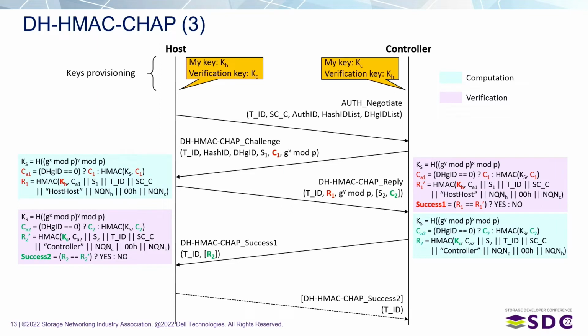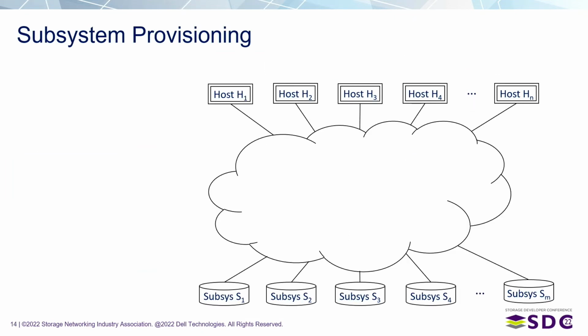And this is what we define in TPA 8006. Let's look at the provisioning problem of this thing. Suppose I have my fabric with N hosts and M subsystems. And I want, as an example, subsystem S1 to authenticate all the hosts.